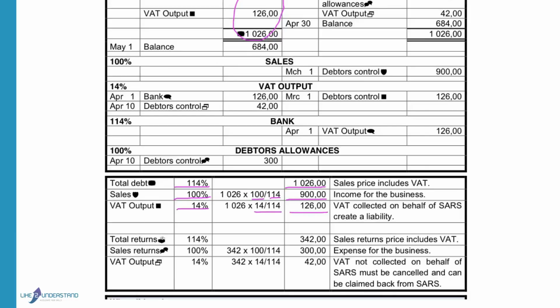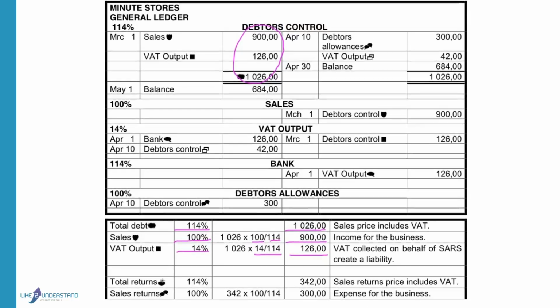So although the business must still receive the money from the debtor in the future, the business owes this 126 Rand to SARS because they're going to collect the money on behalf of SARS and they have to pay it out.